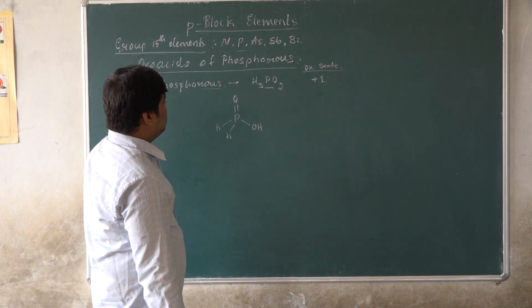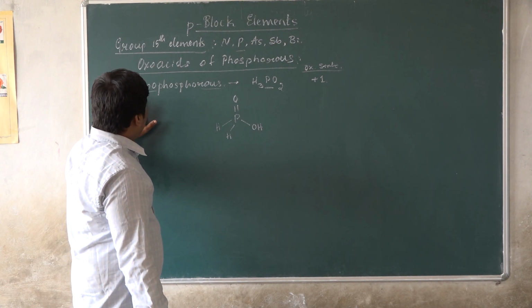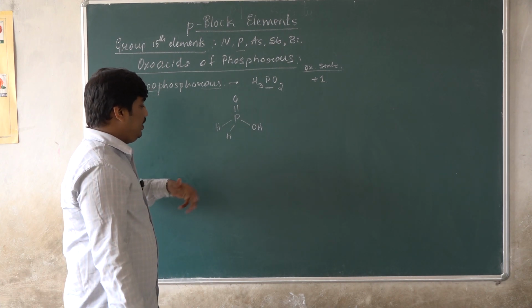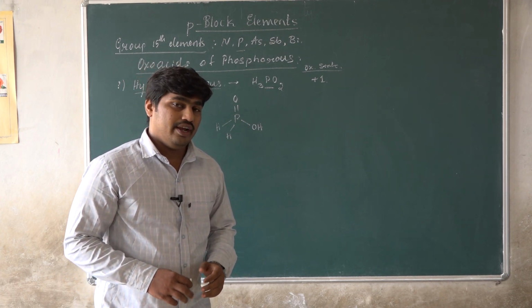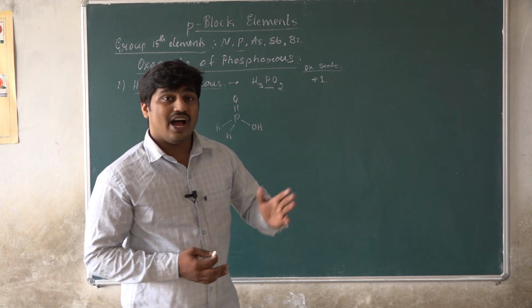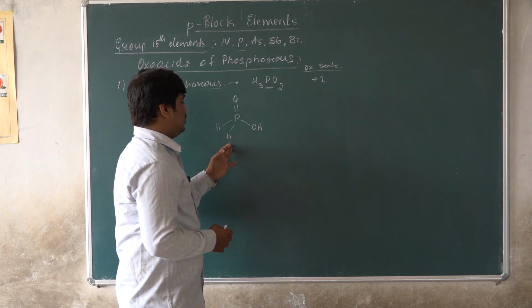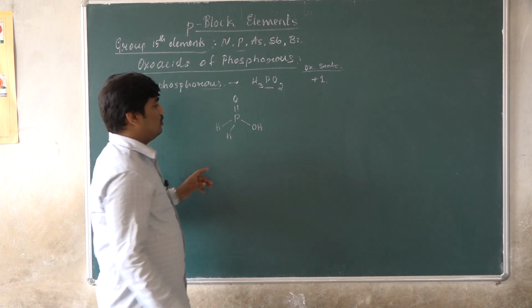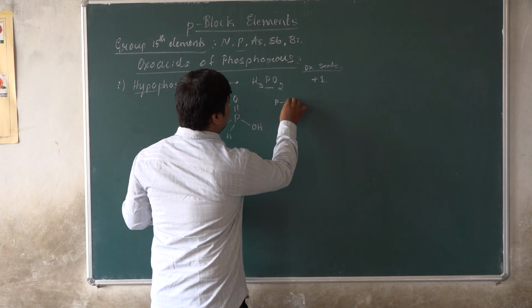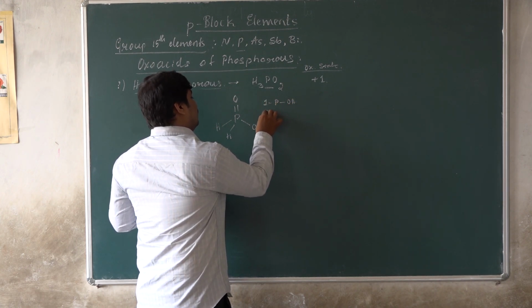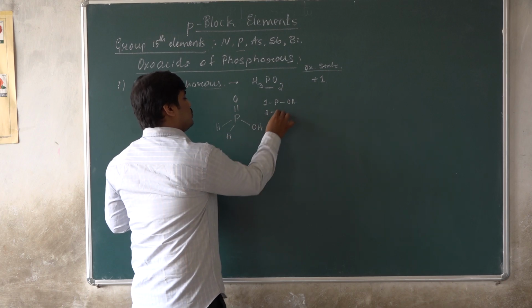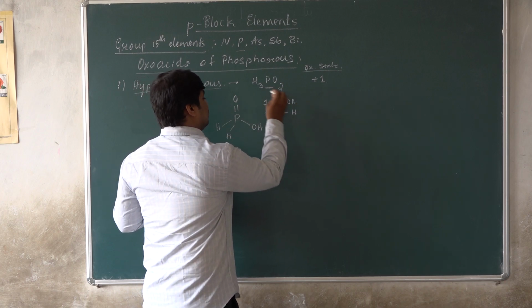Next, in hypophosphorous acid, how many phosphorus-oxygen bonds and how many phosphorus-hydrogen bonds are there? Just count the number of phosphorus-oxygen bonds. There is one P-OH bond, and there are two phosphorus-hydrogen bonds.